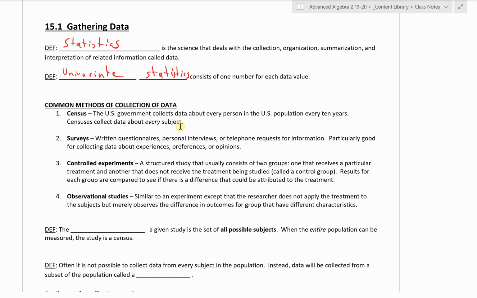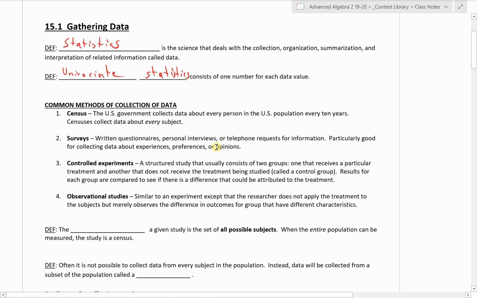It's a very ambitious project, a huge project. That's why we do it every 10 years, with the full force of the government behind it, to try to get in touch with and collect key demographic, social, financial, and economic information about every person in America. That's the goal. So that's a census.